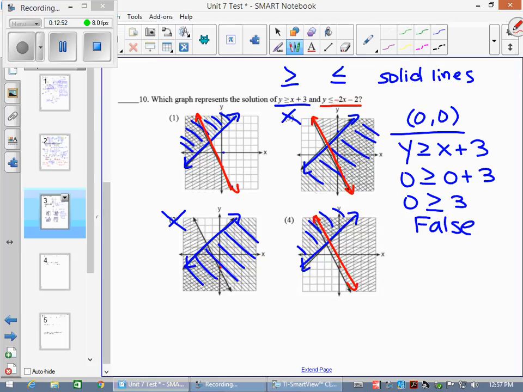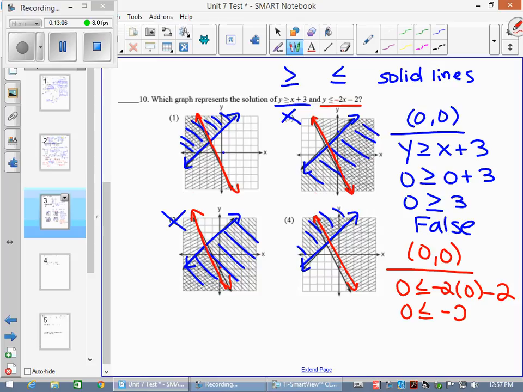So if I plug in that point of 0, 0, is 0 less than or equal to negative 2 times 0 minus 2? Is 0 less than or equal to negative 2? That's also false. 0 is a bigger number than negative 2. So I'm looking for the graph to, again, not be shaded over this point of 0, 0. If I look at choice 4, it is shading over 0, 0. That's incorrect. Choice 1 is shading away from 0, 0. This is the only one that is graphed correctly for both of my inequalities.